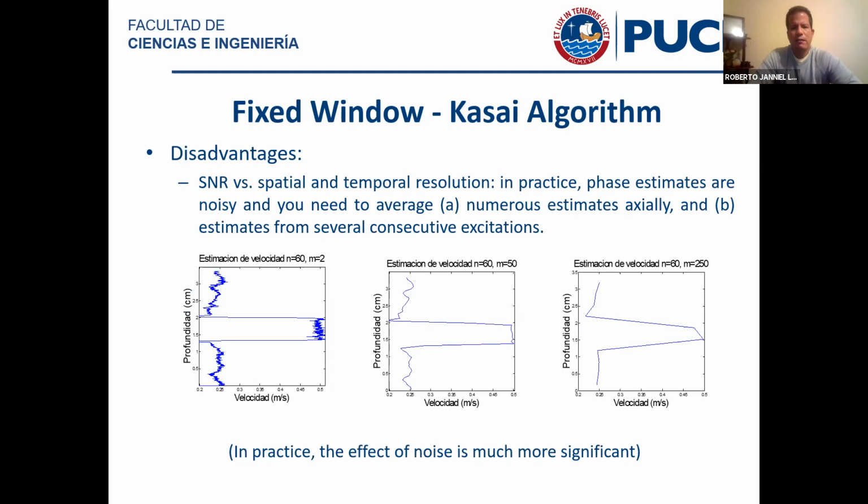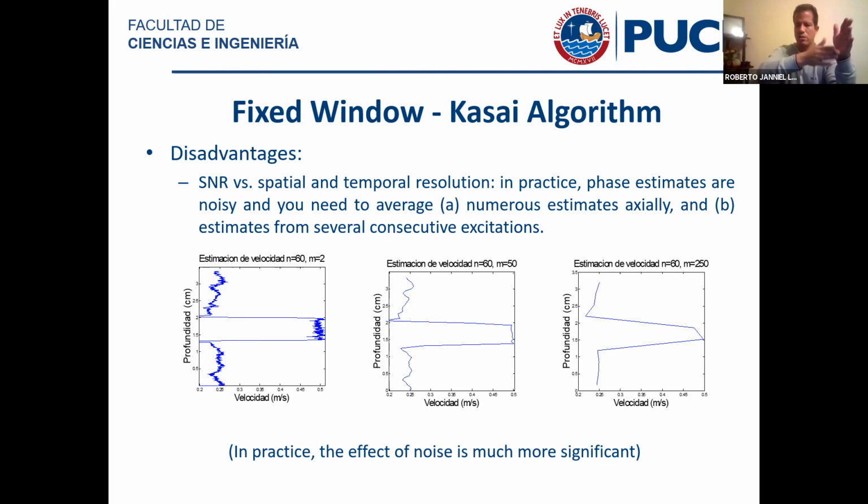So in general, Kasai's algorithm, more than a disadvantage, has a trade-off between spatial and temporal resolution and signal to noise ratio. As we mentioned before, the signal is very weak, it's going to be very noisy. So if you actually want to estimate something that's worth anything, then you also have to do a lot of averaging, especially in time also. The in time, we already saw it, that's built into Kasai's algorithm.